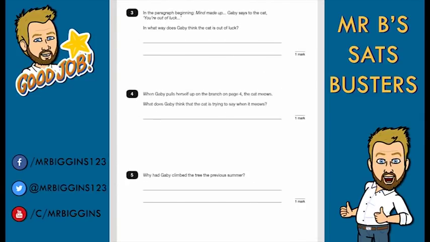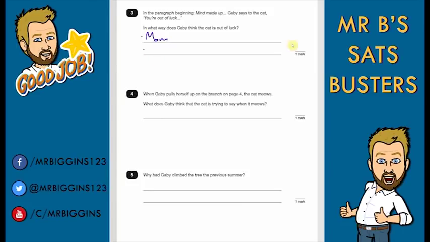Question 3 says, in the paragraph where it begins, mind made up, Gabby says to the cat, you're out of luck. In what way does Gabby think the cat is out of luck? Now, this all links in again with you have to read around it. You might have read the whole book and go back, but read back. It tells you which paragraph, so look for the paragraph that says mind made up. It's the second paragraph in there. Read it, have a look. Where's the quote? You're out of luck. Afterwards, she yells, my mum, the master tree climber and cat rescuer, isn't back yet. So she's saying she's out of luck because her mum isn't there.